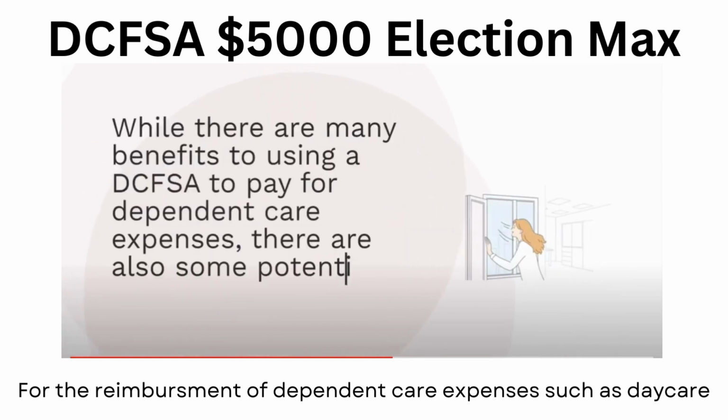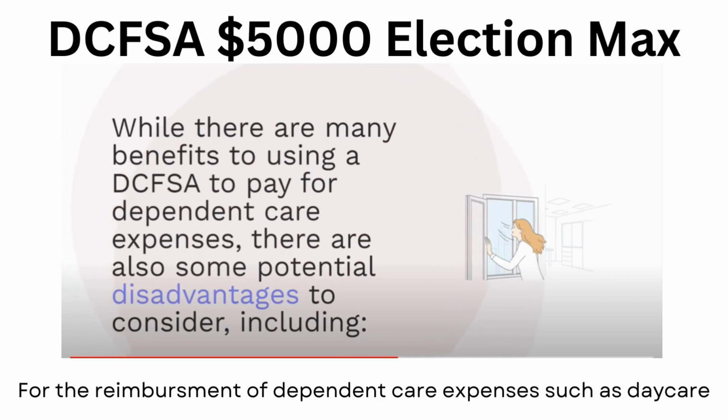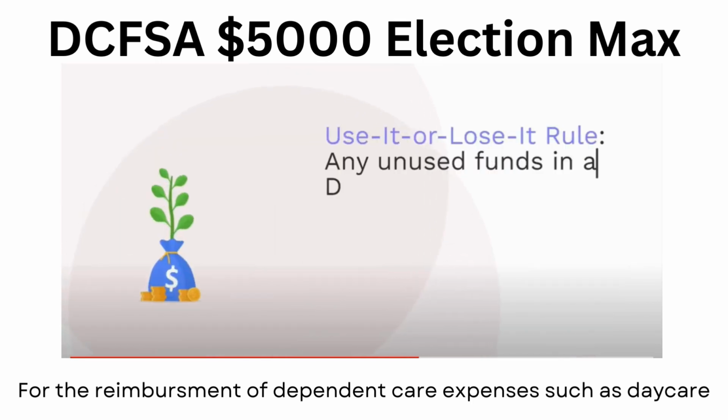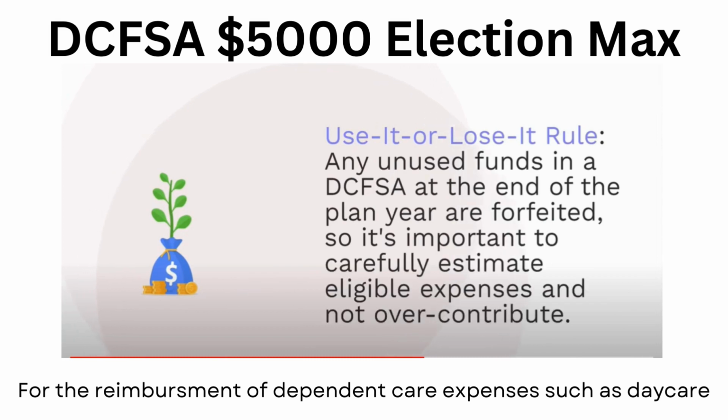While there are many benefits to using a TSA to pay for dependent care expenses, there are also some potential disadvantages to consider, including the use it or lose it rule. Any unused funds in a TSA at the end of the plan year are forfeited, so it's important to carefully estimate eligible expenses and not overcontribute.